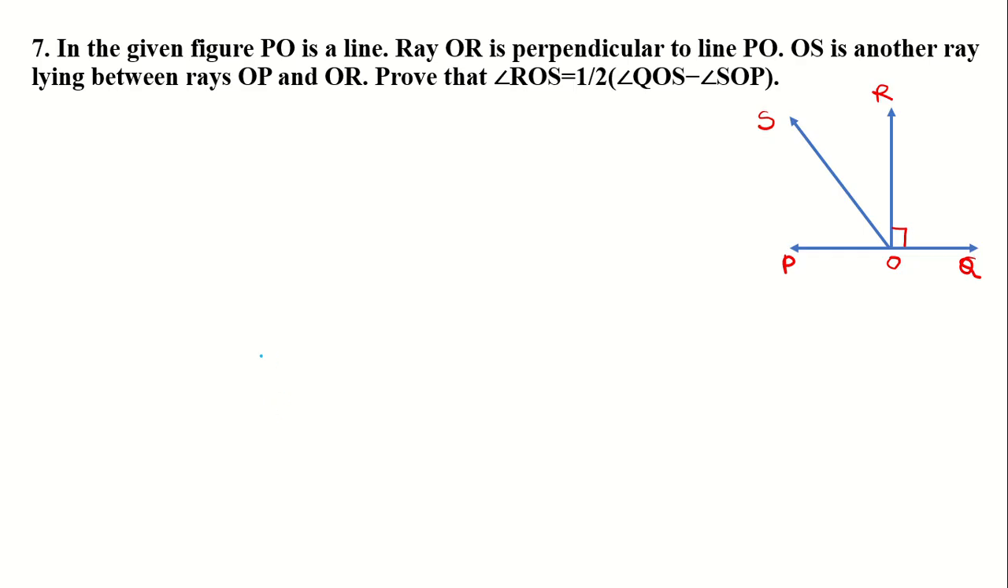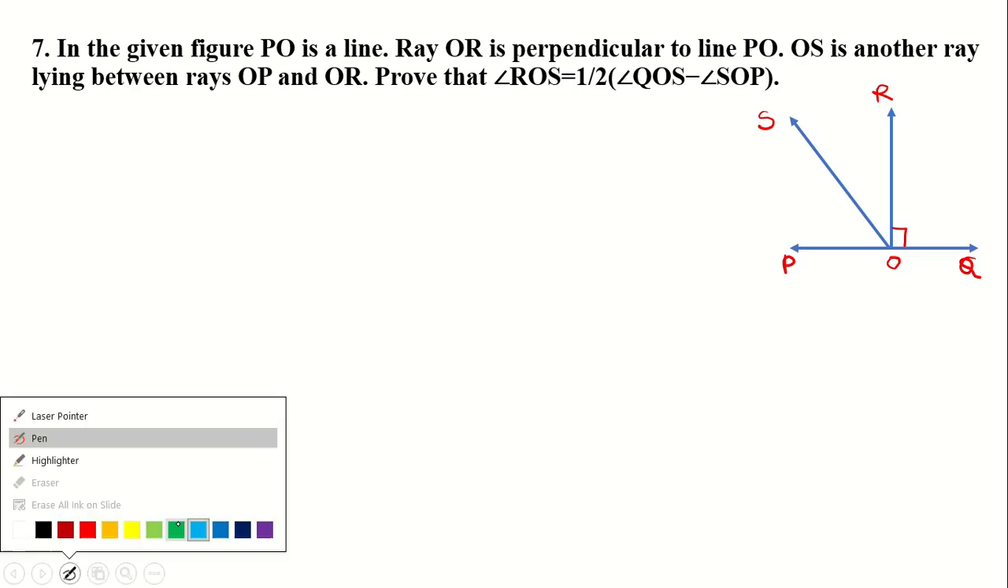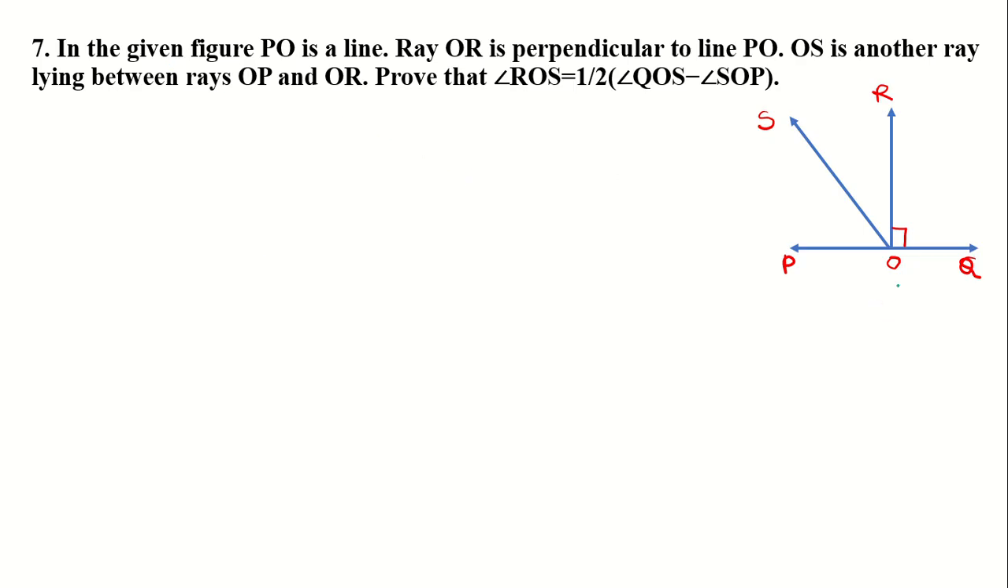Now the question 7 here says that in the given figure, PQ is a line. This is the figure. In this figure, it says that PQ is a line, ray OR is perpendicular to line PQ, and OS is another ray lying between rays OP and OR. We are required to prove that angle ROS is half of angle QOS minus SOP. Okay, this is the figure.